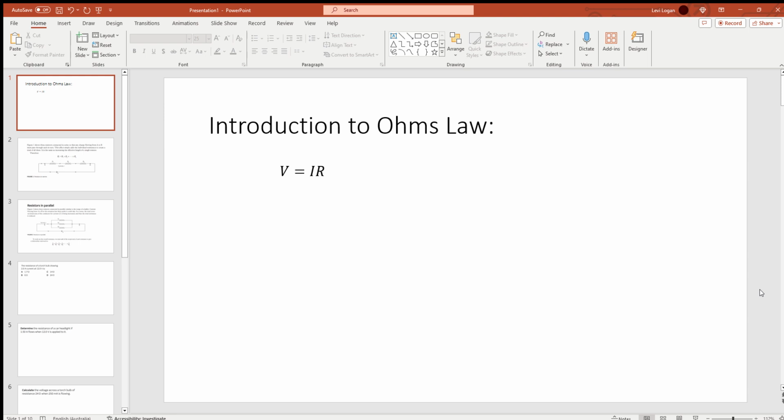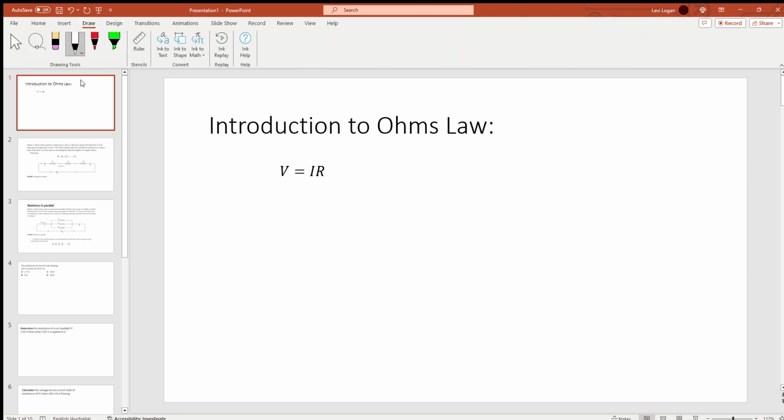In today's video we're going to be going over an introduction to Ohm's law and how to solve circuit problems using Ohm's law. So Ohm's law is pretty much just given here. If I just switch to a black pen so you can see it. V equals IR, that's about it.